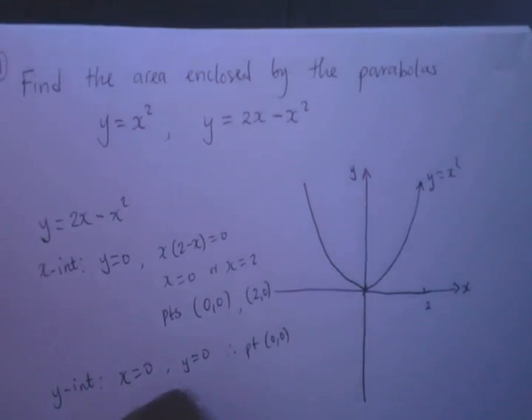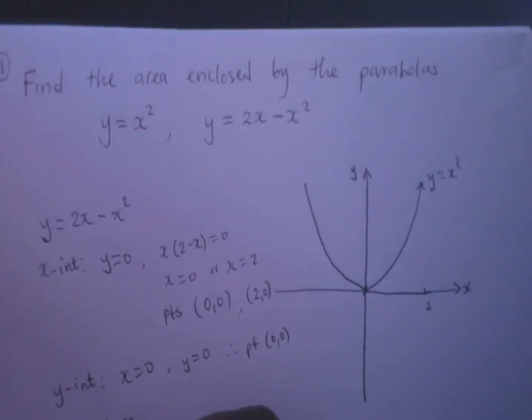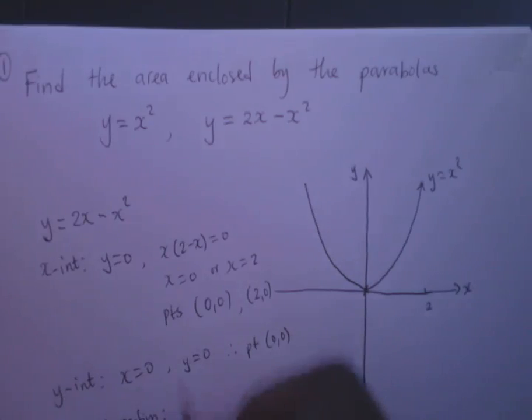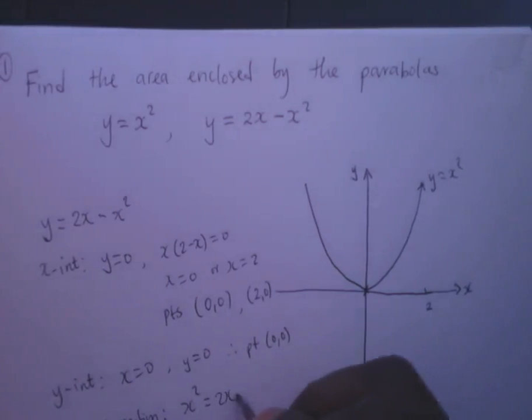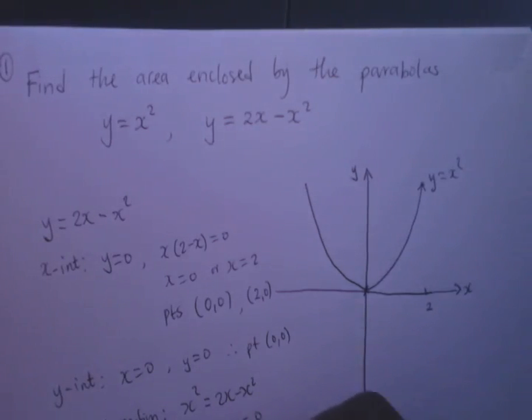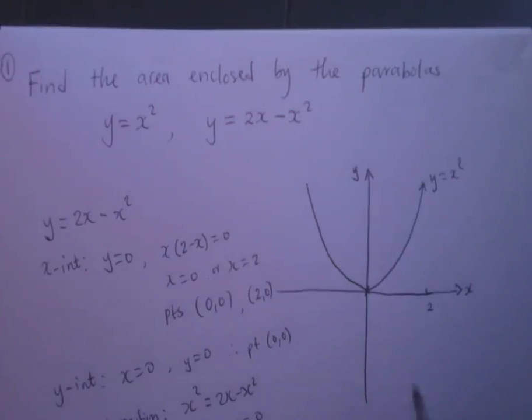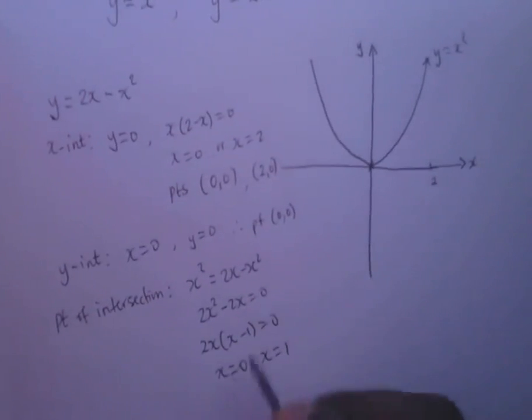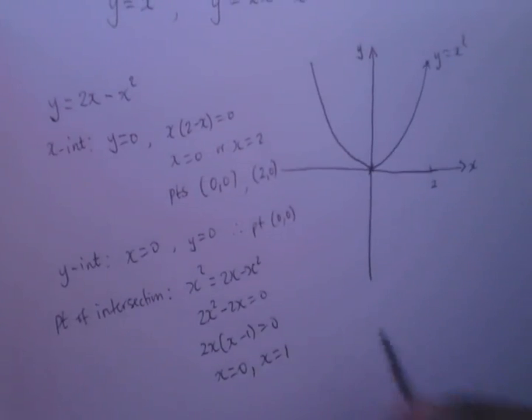Okay, so let's find the point of intersection. For the point of intersection, we're going to equate both graphs. So you say x squared equals 2x minus x squared. And if you solve this, you have 2x squared minus 2x equals 0. If you take out 2x, you see that the intersection is at x equals 0 or x equals 1. Alright, so your points of intersection are x is 0 and x is 1.